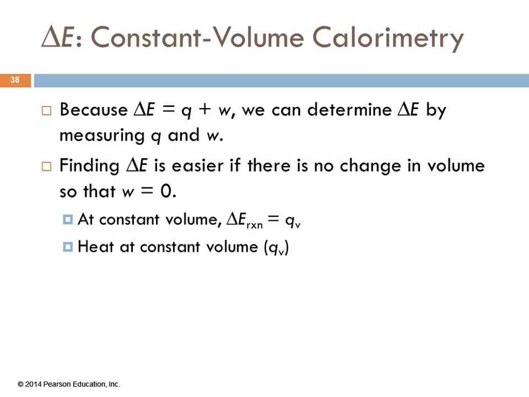The change in internal energy for a system is equal to Q plus W. And so we can find delta E by measuring Q and W. It's much easier to do if we make one of those 0, right? So if we make W 0, then delta E is equal to Q, and Q is much easier to measure. Well, how can we make W be 0 if we're doing pressure volume work?